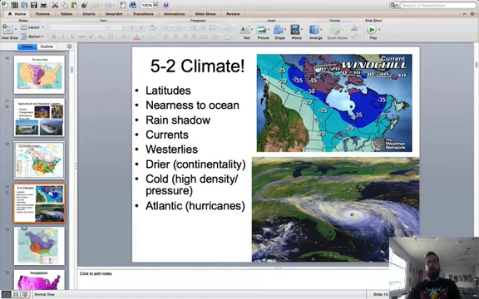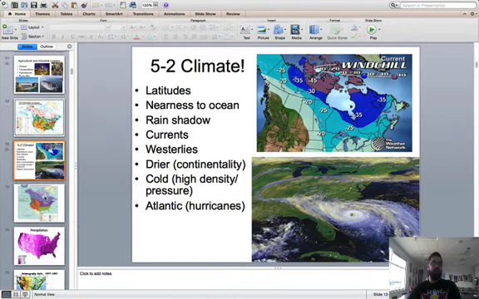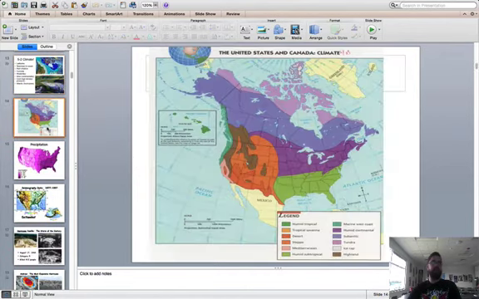And then it's drier in the central part of the continent due to continentality. So you see drier conditions, and of course that's where the temperature swing can get really big. So continentality is going to be really big, basically from Nebraska north into this area here. You're going to see big swings in temperature. Then of course on the Atlantic side we get hurricanes, and we'll get into those in a second.